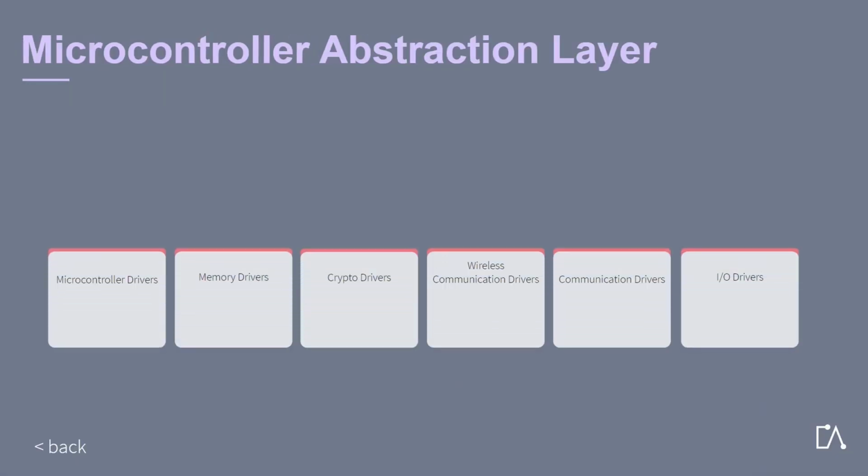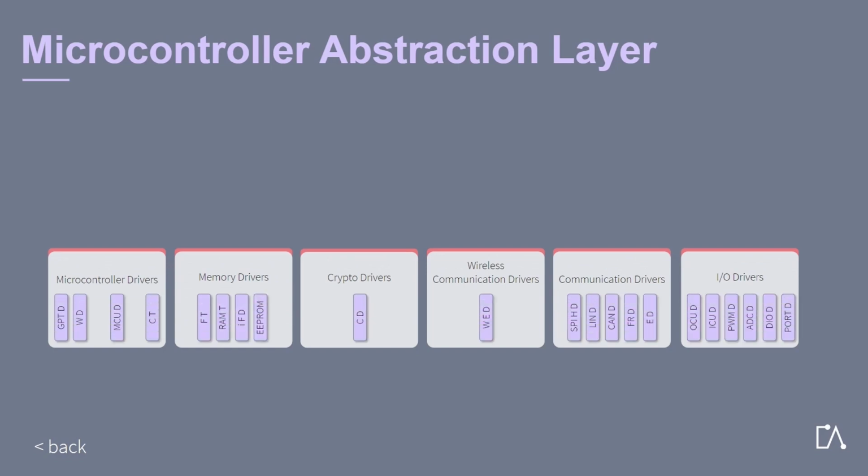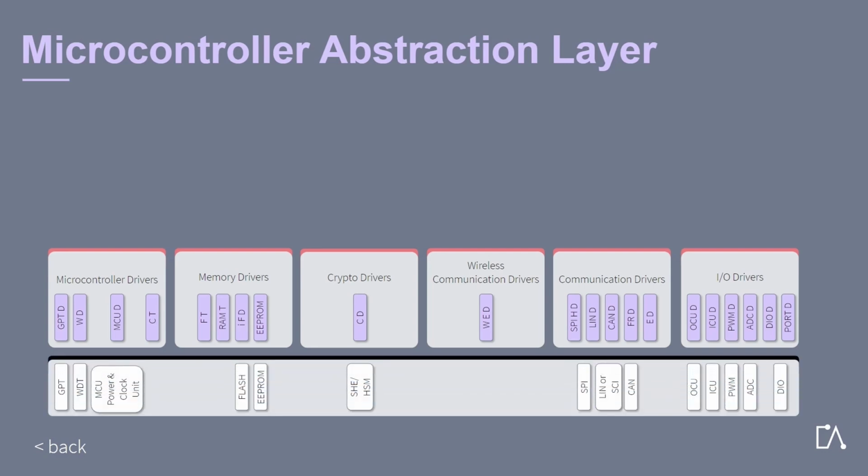The microcontroller abstraction layer is divided into 6 module groups, which group software modules of similar type. In this case, the software modules are internal drivers. A driver is a software module with direct access to peripherals. The internal peripheral devices are shown in the hardware layer.